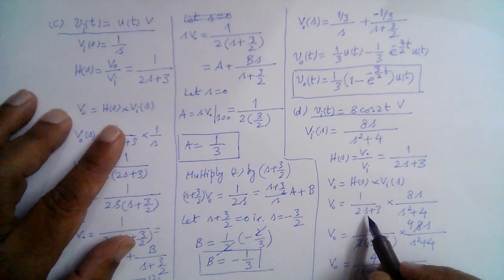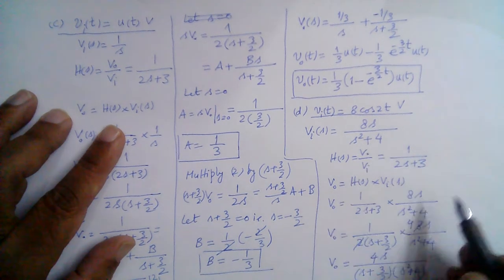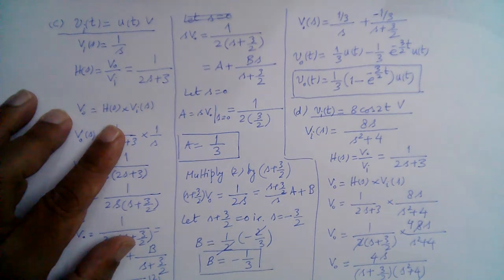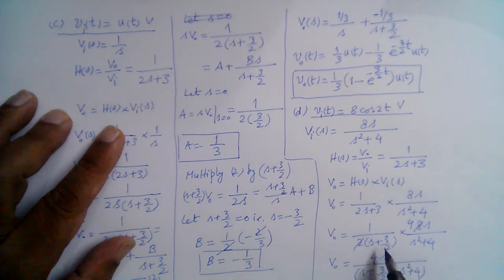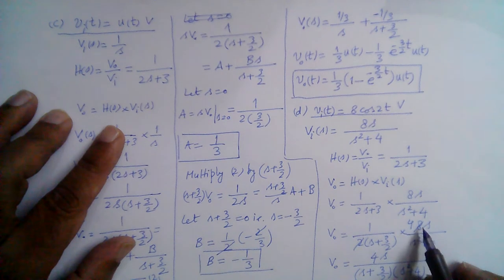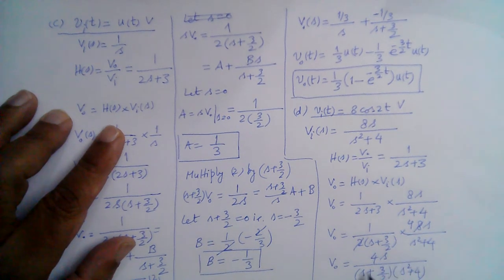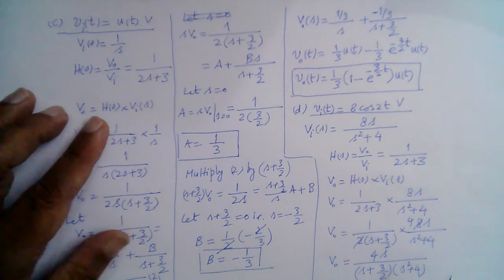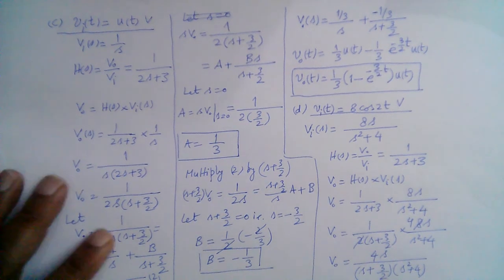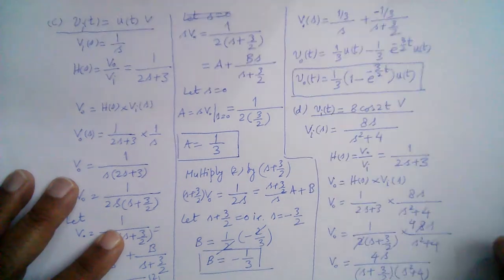So H of s is equal to 1 over 2s plus 3, multiplied by this input 8s over s square plus 4. We multiplied the transfer function with the input in the frequency domain to find out the response in the frequency domain. So 2 is common: 1 over 2, s plus 3 over 2, times 8s over s square plus 4. The 2 divides, and we get 4s divided by s plus 3 over 2 into s square plus 4. So this is the response in the frequency domain. We now need to find its inverse Laplace transform, so we need to expand it using partial fractions.